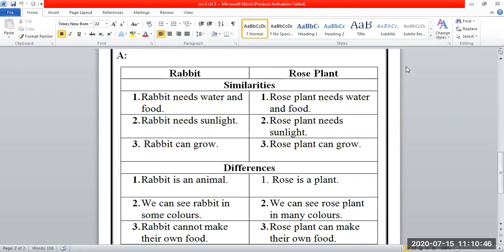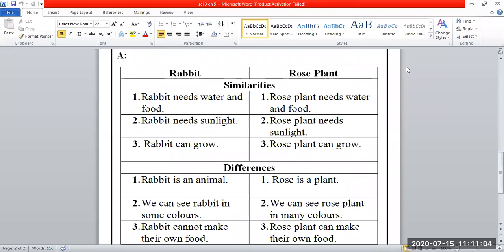Yes Dania, you get the same point. This is a question that writes three similarities and three differences between a rabbit and a rose plant. This question you are going to write it down on your copy, and on your screen the answer is visible. Students, only 11 minutes are left now.